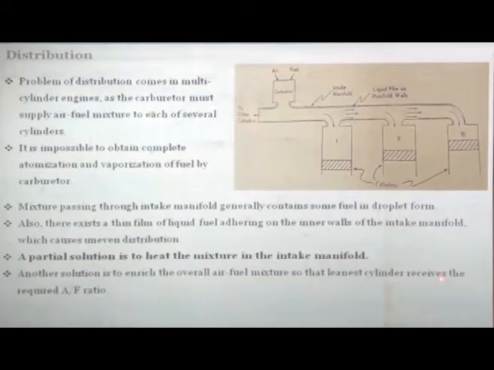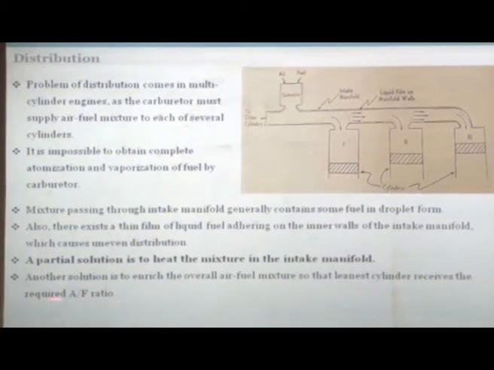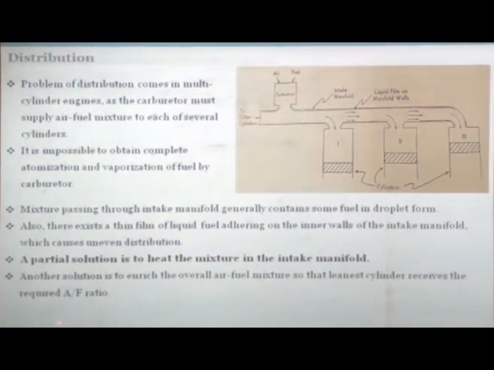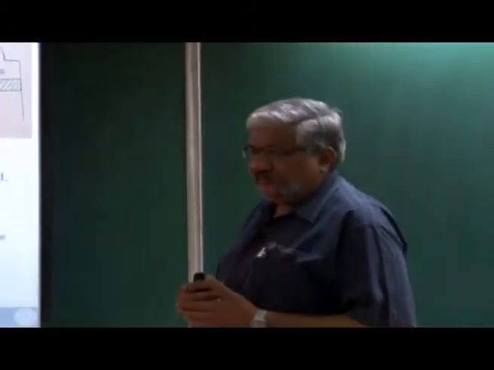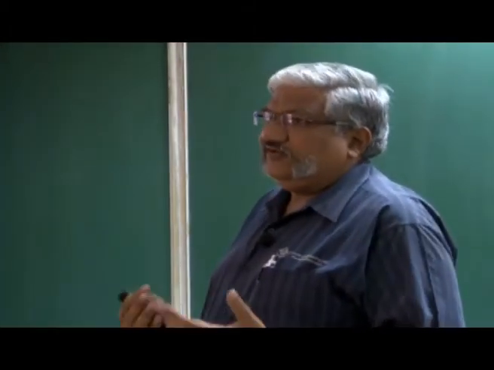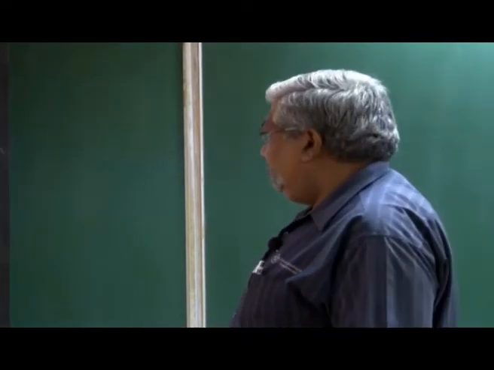So, another solution is to enrich the overall air fuel mixture, so that the leanest cylinder, that is the central cylinder, receives the desired air fuel ratio. But then the problem here is that once this is getting the desired one, the extreme cylinders will get more than desired, and therefore, that extra fuel will be going to the extreme cylinders, and will burn inefficiently, which will create a lot of pollution, because if you are putting in fuel above stoichiometric, a richer mixture than stoichiometric, obviously it will give rise to formation of hydrocarbons and carbon monoxide, which are pollutants.